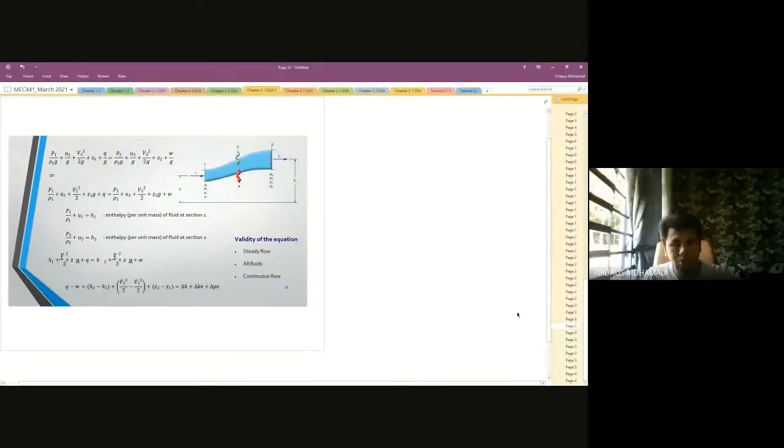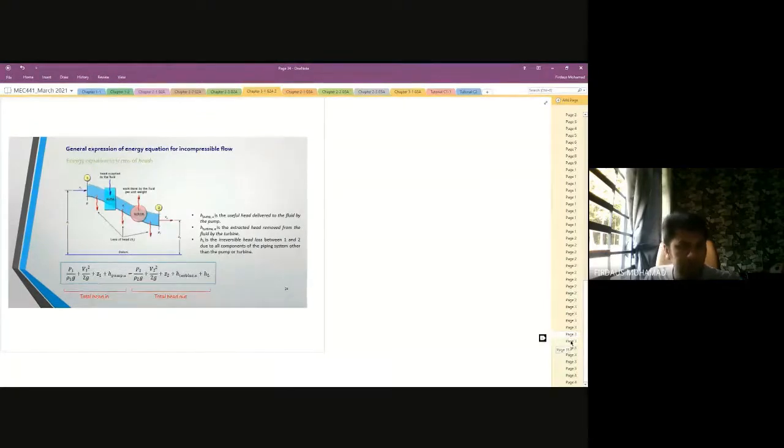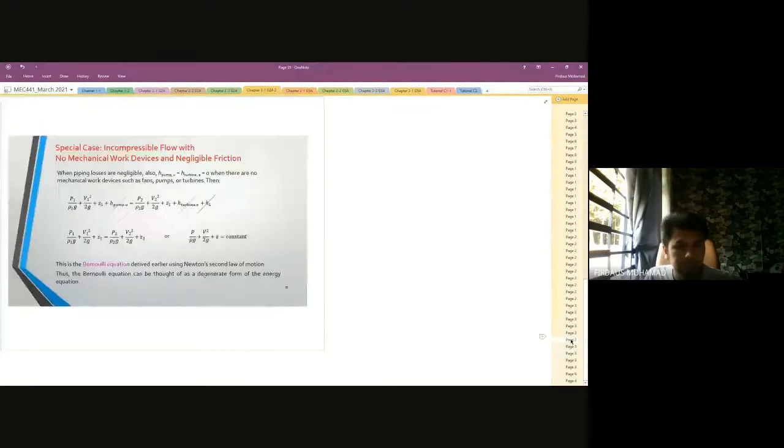Ni kalau ada validity of the equation sama steady flow, incompressible fluid and continuous flow. Untuk ni, untuk yang kita apply tadi. Untuk apa nama ni? Yang ada energy from the mechanical device. So sama saya dah explain tadi. So ni pun sama saya dah explain tadi. You baca nanti.